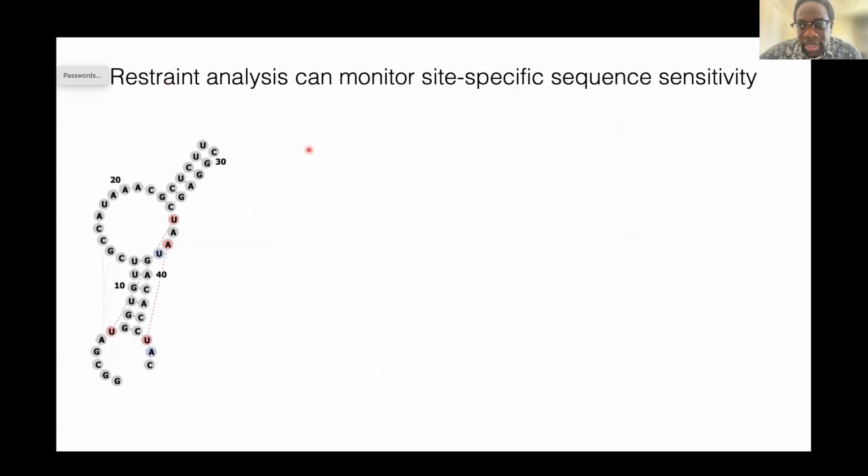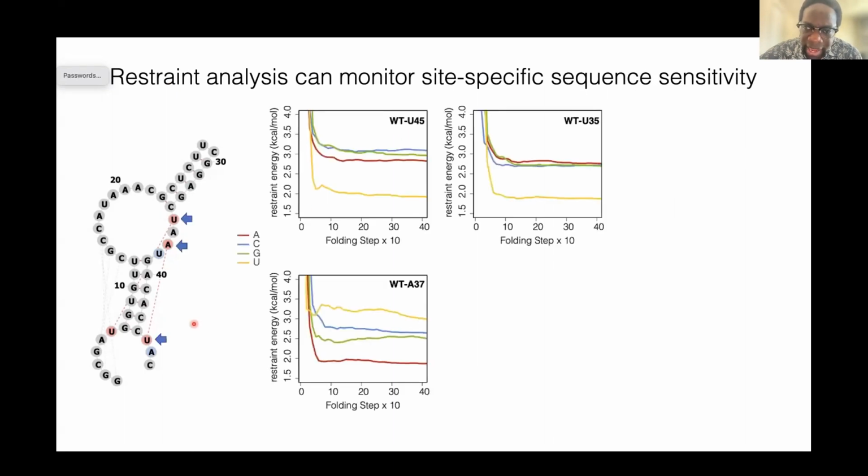So this is a restraint analysis that we did when we were looking at the fluoride riboswitch. And we could look at the specific sites in the RNA. So for example, at position 45, this position here, it's base paired to this A here. And you can see that when that position is U, that's the wild type sequence, it has the lowest restraint energy, which makes sense because it's base paired to an A.